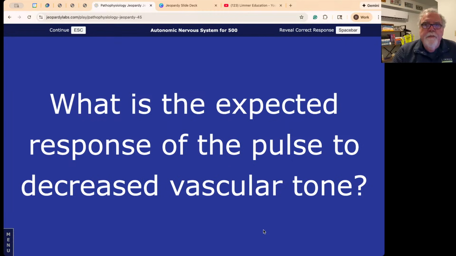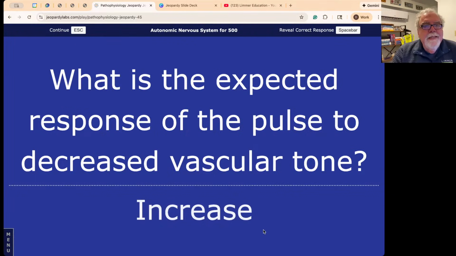So what does the pulse do when our blood pressure drops? It increases our cardiac output to help counter that decreasing blood pressure, right? And that's why this pathophysiology is so important. So the correct answer here is that our pulse is going to increase because decreased vascular tone means my vessels get bigger, which means my blood pressure drops, and the pulse then compensates for that drop in pressure.